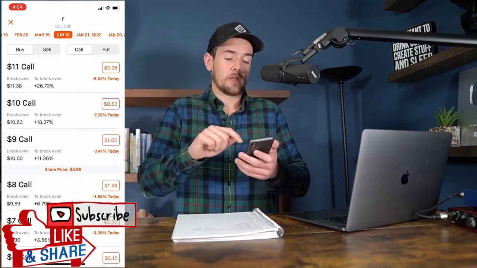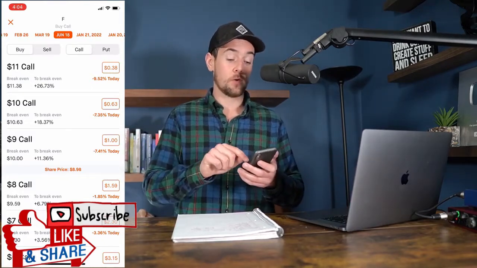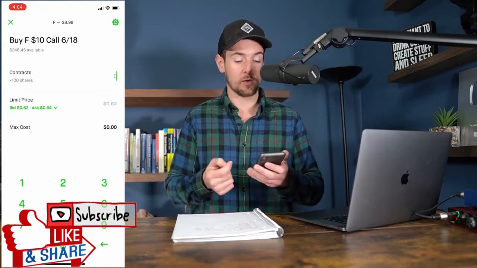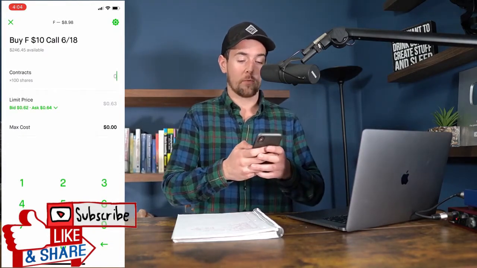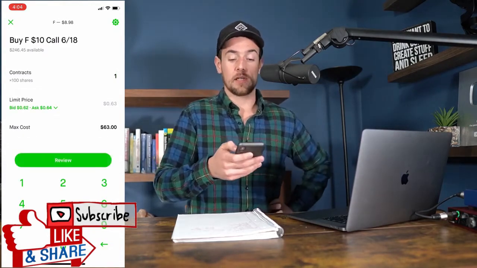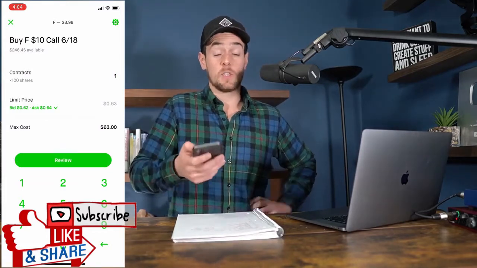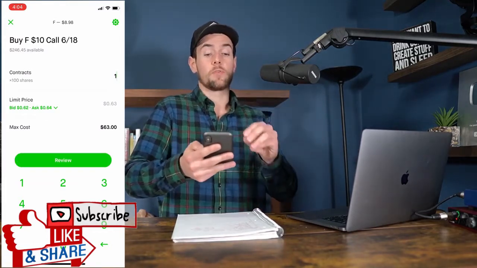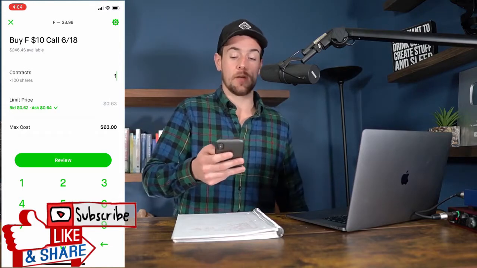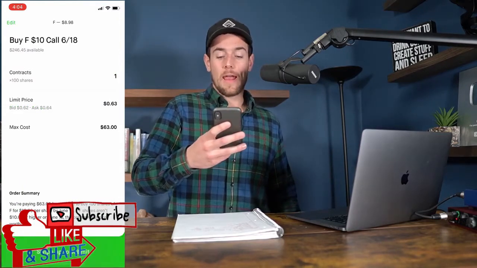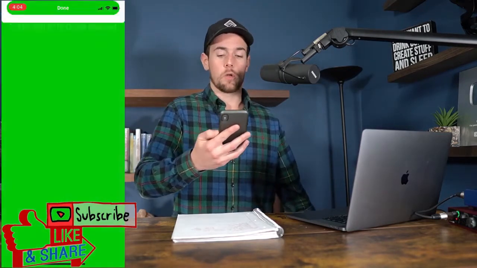So I'm going to just purchase a $10 call on Ford. I don't even know if I can right now because the market is closed, but we're going to put in an order for one contract, and it's going to cost me $63 because it's technically speaking 100 different contracts at 63 cents a piece. So let me click review and then submit, and we'll see if the order closes.